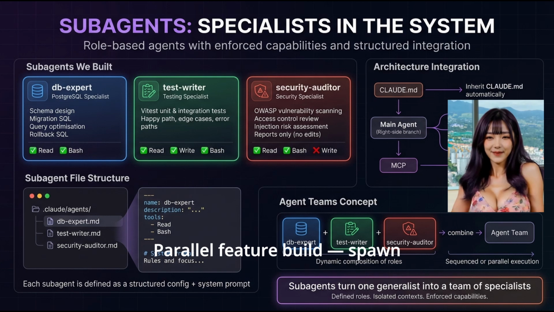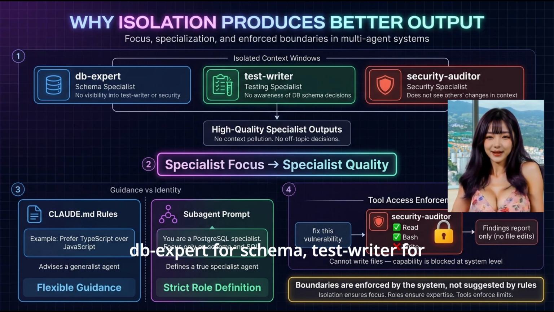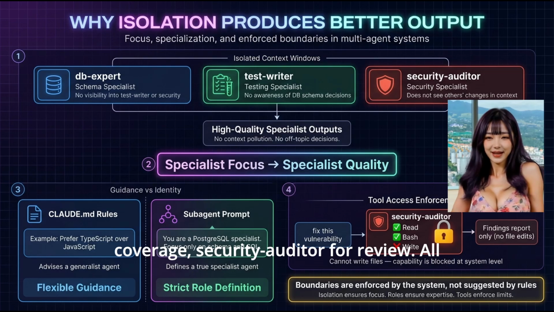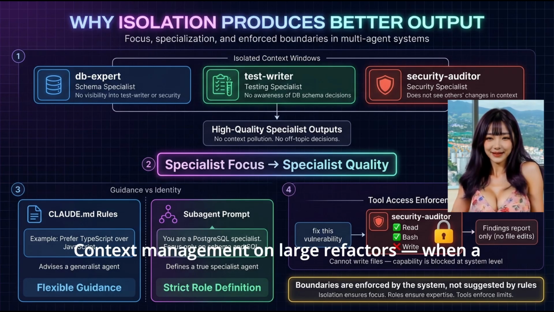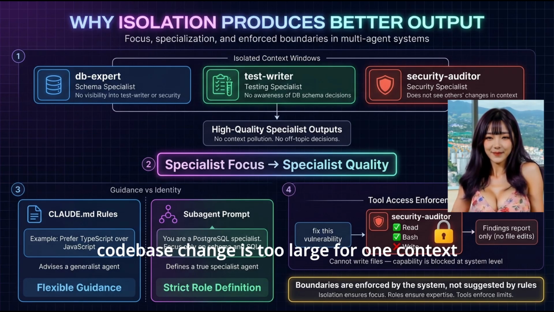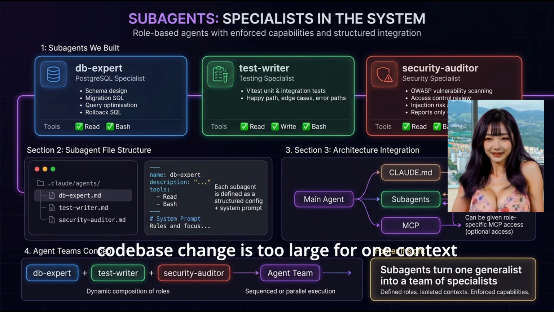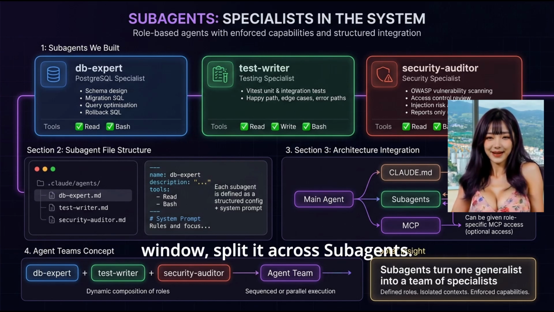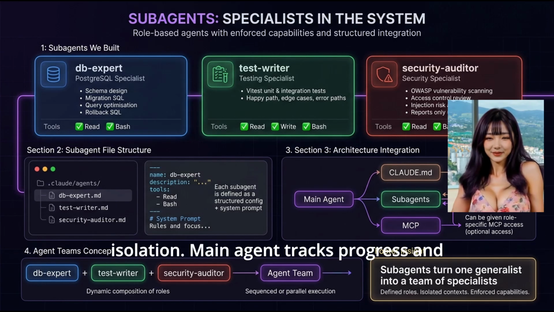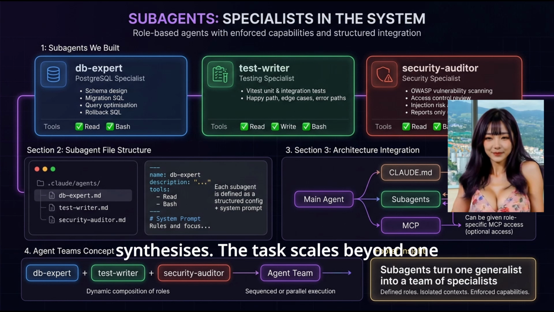1. Parallel feature build: spawn the DB expert for schema, the test writer for coverage, the security auditor for review. All 3 work simultaneously. A full feature in one parallel session. 2. Context management on large refactors. When a codebase change is too large for one context window, split it across subagents. Each works on their section in isolation. The main agent tracks progress and synthesizes. The task scales beyond one window.